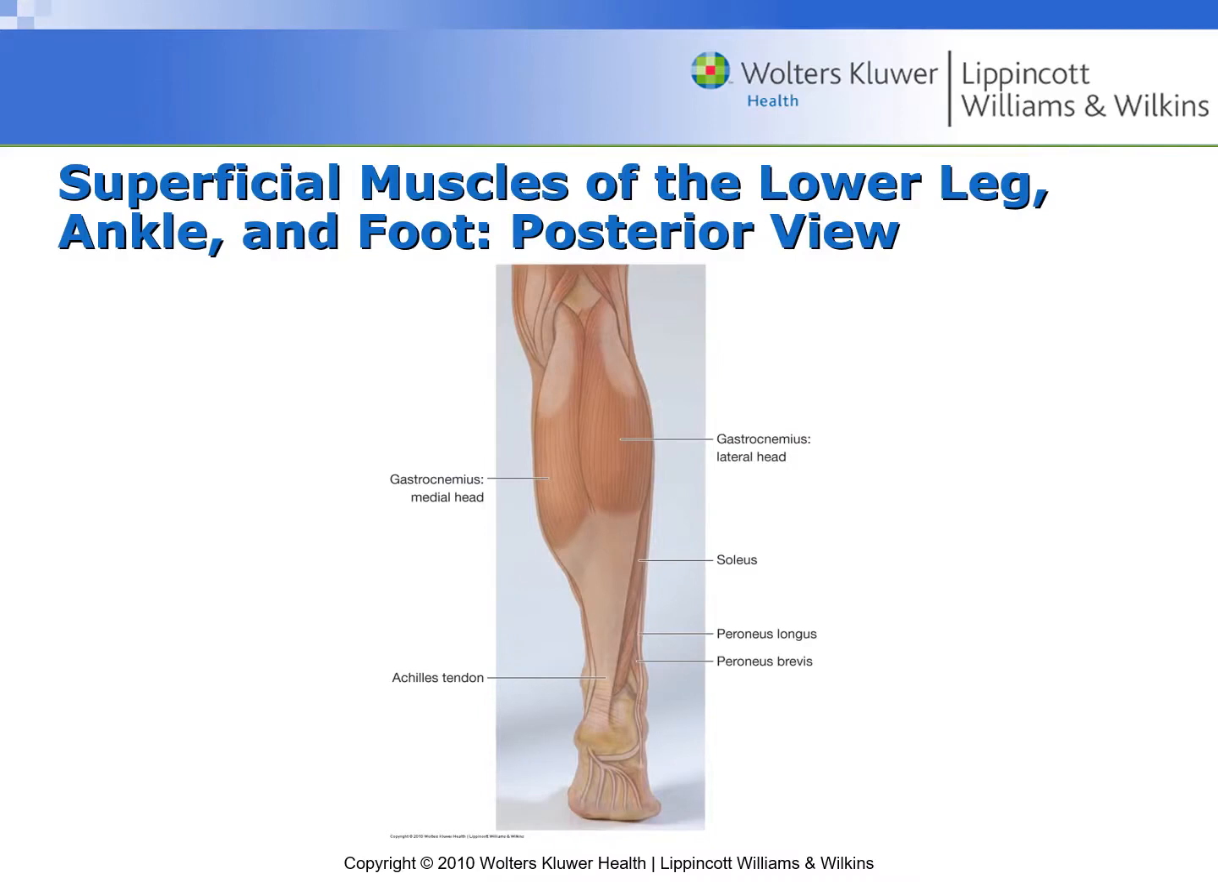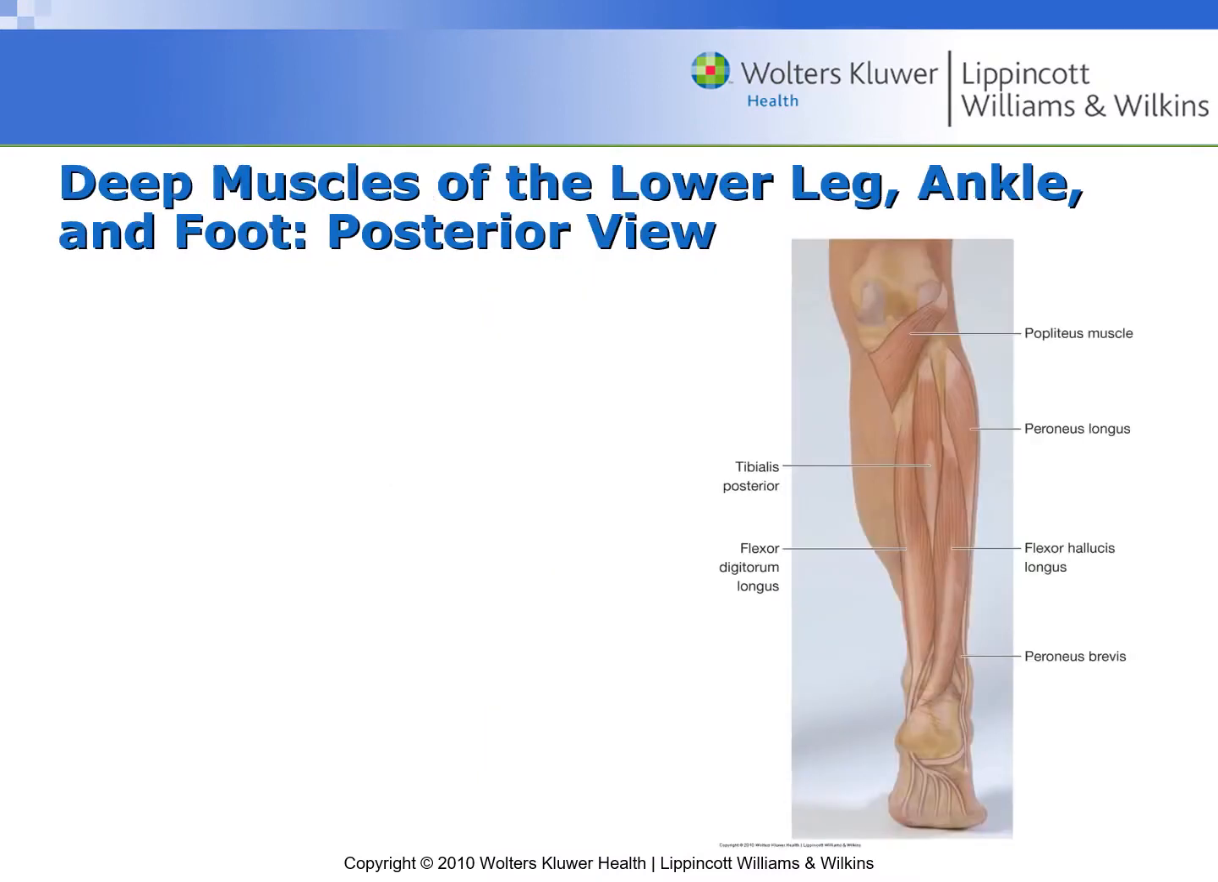And now let's look at the superficial muscles of the lower leg, ankle, and foot from a posterior view. Beginning from the left most superiorly, we see the gastrocnemius medial head. We also see the Achilles tendon. Over to the right, most superiorly, we see the lateral head of the gastrocnemius. We can also see the soleus. We see the peroneus longus, as well as the peroneus brevis.